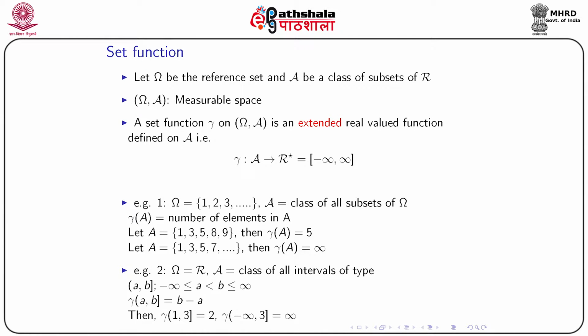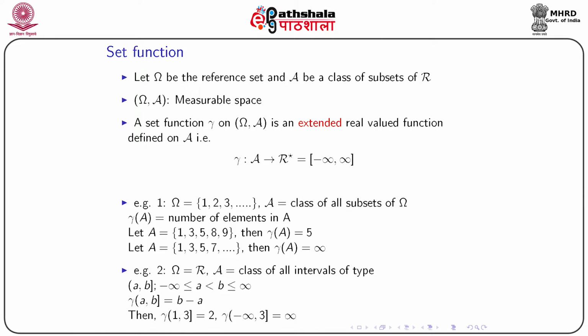With the knowledge of set, field and sigma field, now we will be defining set function. So let us start with the definition of set function. Consider the reference set omega and a class script A. This class consists of all possible subsets of real line R. These two quantities, omega and script A together, are called a measurable space. So a measurable space consists of two quantities, the reference set and the class we are talking about.